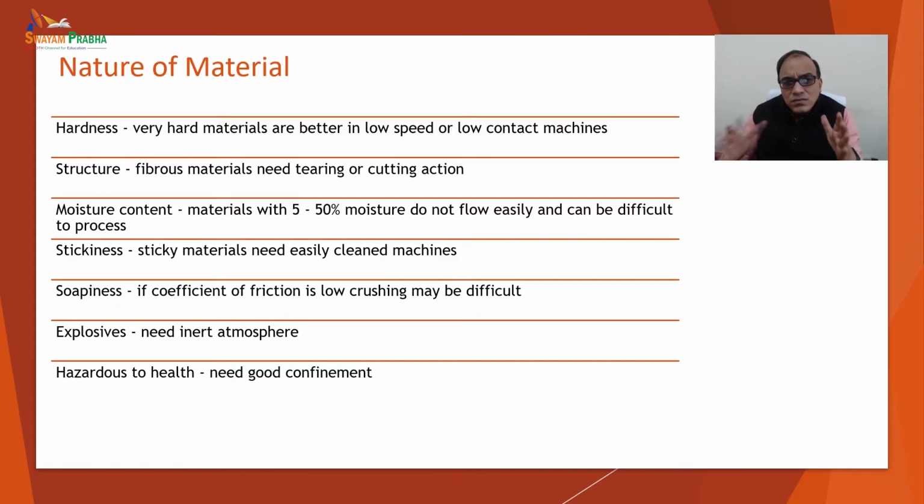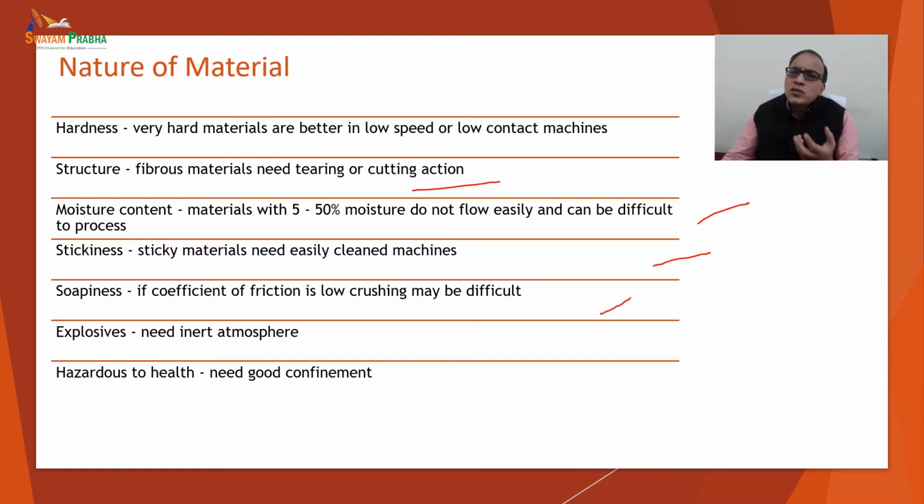Now let's see the nature of materials. Hardness is the first. Very hard materials are better in low speed or low contact machines. With respect to structure, fibrous materials need tearing or cutting actions. For moisture content, materials with 5 to 50% moisture do not flow easily and can be difficult to process. If the material is sticky, it needs easily cleaned machines. So you must go for machines which can be easily cleaned after the process of size reduction.